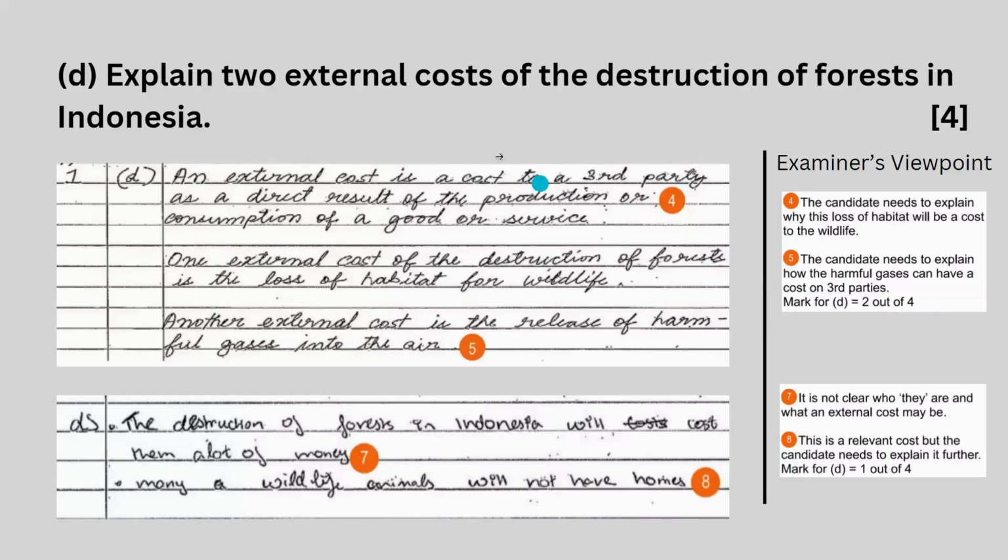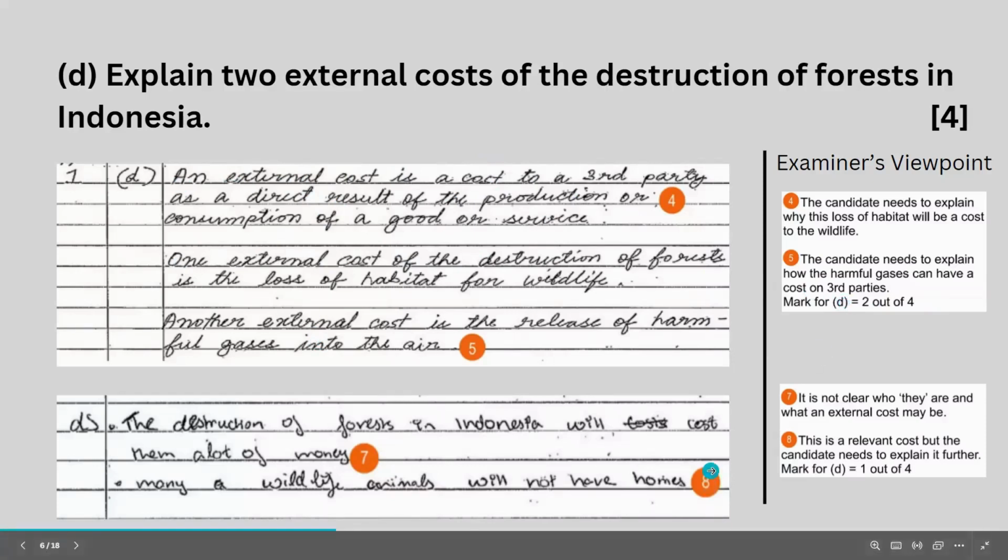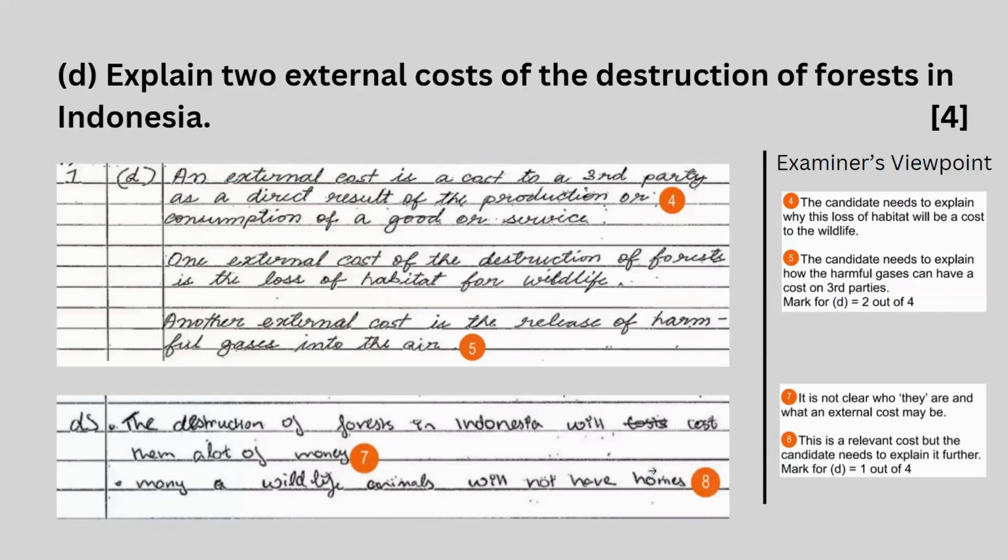It seems that first they have given the definition of what an external cost is over here. They have identified the point, but they have not explained it. Because of that, they have just got 2 out of 4 instead of 4 out of 4. Over here, the candidate who has got a low mark has not clearly told what the external costs are; what they have mentioned is only a maybe.